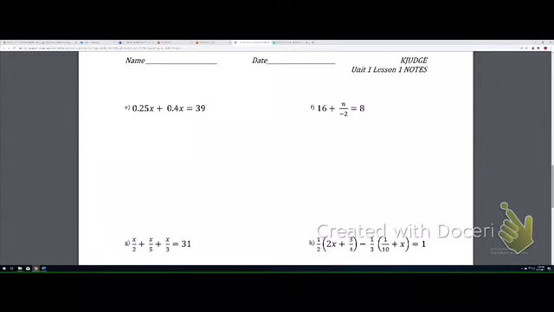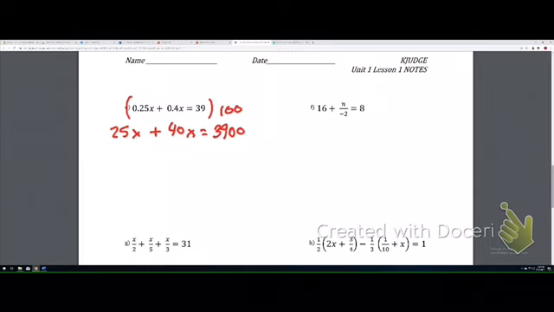0.25x plus 0.4x equals 39. We're going to multiply this entire equation by 100. So that's going to give us 25x plus 40x equals 3,900. So now from there is where we're going to go through simplifying the problem. We're going to isolate the variables, but first we have to combine like terms.